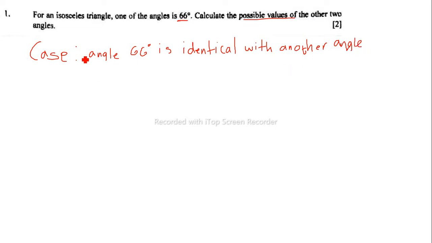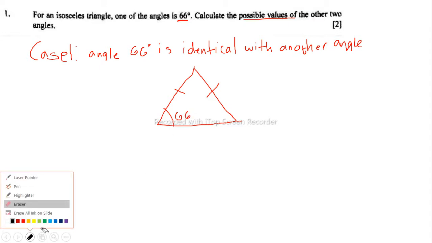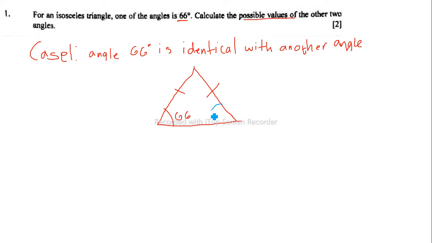So the first case is when we have it like this, where this is 66, and because the triangle is isosceles, if one is 66, the other will also be 66. So if this one is 66, the second one is definitely 66 as well. And then the third one is going to be what?